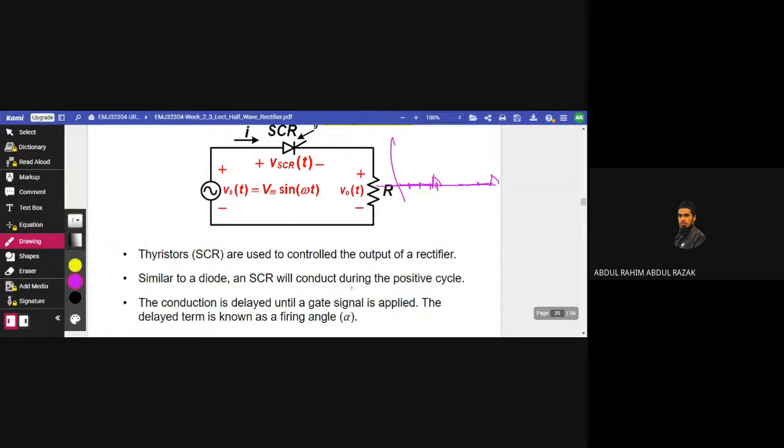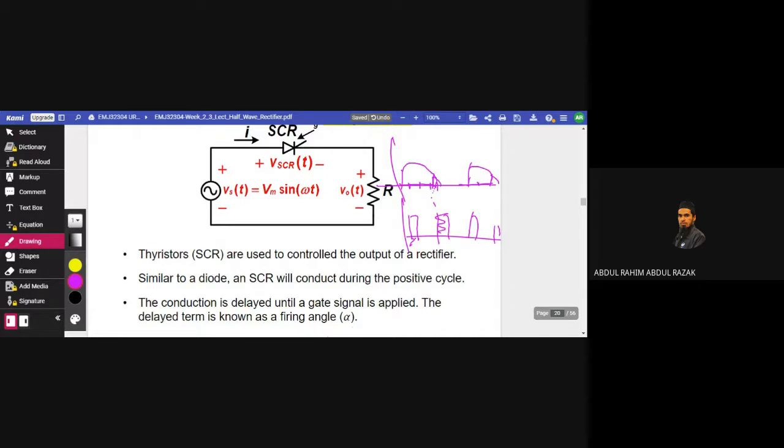Similar to a diode, the SCR will conduct during the positive cycle. During the positive cycle, conduction is delayed until the gate signal is applied. It will only start when you have a signal. Let's say you plot the signal, it will conduct at this point only. If your signal starts here instead of this part, you shall have your curve like this. Start here. Conduction is delayed until the gate signal is applied. You apply the signal, it will start to conduct.